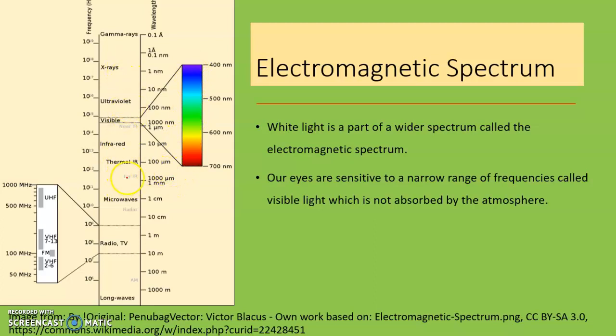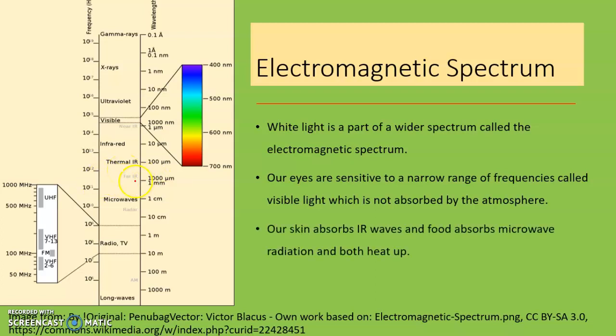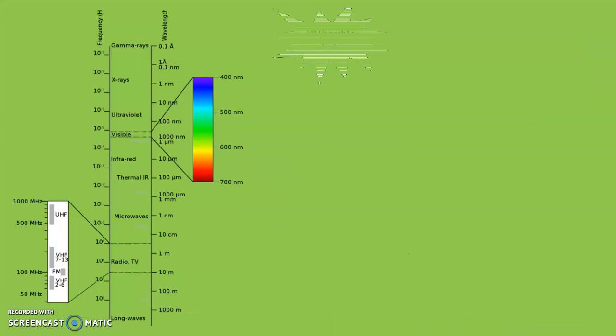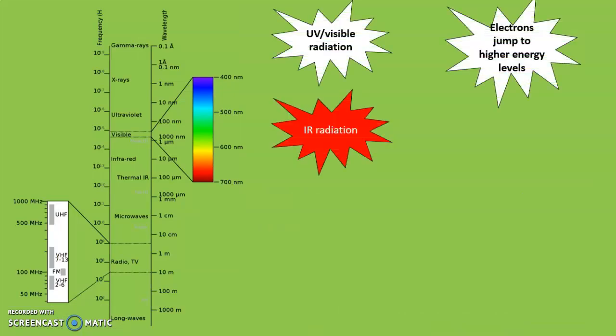A majority of the electromagnetic spectrum is not visible, but the impact of those rays is tangible. So when you sit near fire or when you're in the sun, your skin will absorb infrared waves and you feel warm. There is UV light in the electromagnetic spectrum, and that can cause darkening. The food in the microwave will absorb microwave radiation and it will warm up. So different types of radiation cause different things to happen in a compound.